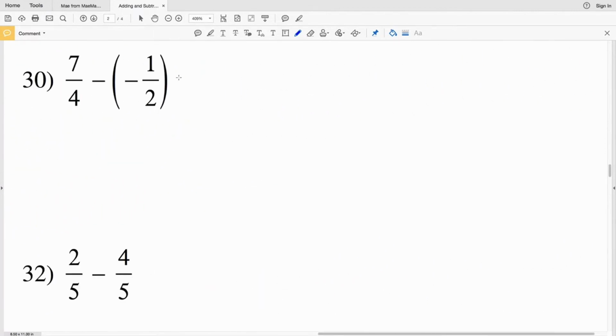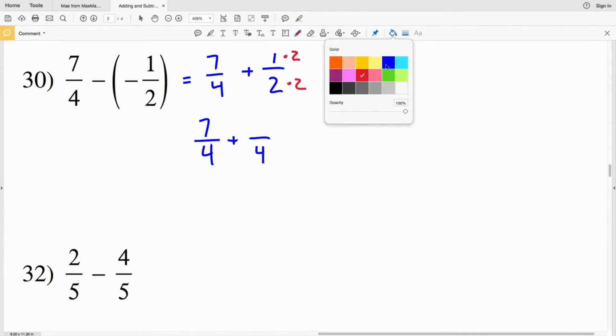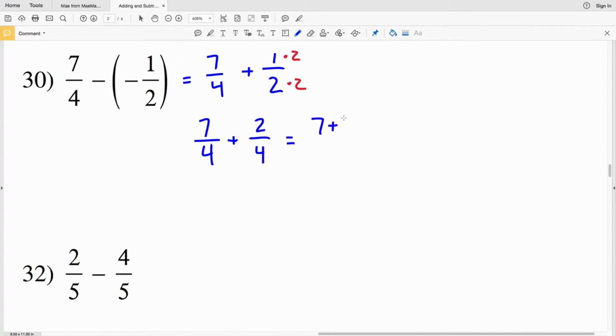Going on to number 30, let's rewrite this to start. So we're going to have 7/4 minus a negative is adding the positive. So 7/4 plus 1/2. Finding the common denominator, that's actually going to be 4. So we don't need to do anything with the first term, but we need the second term to be in terms of fourths. So to go from 2 to 4, we multiply by 2, so we have to also multiply the numerator by 2. 1 times 2 is going to give us a positive 2. So then we have 7 plus 2 over 4, which is going to leave us with 9/4.